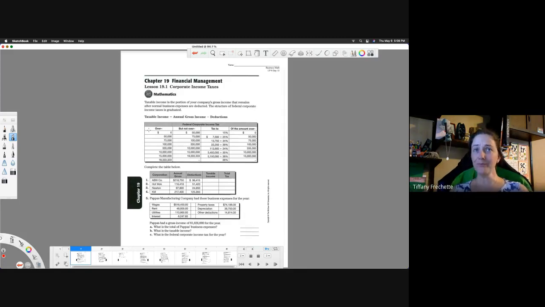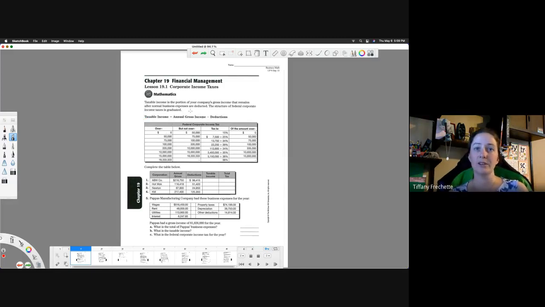Okay, all right. So let's read this little summary here. Taxable income is the portion of your company's gross income that remains after normal business expenses are deducted. The structure of federal corporate income taxes is graduated, meaning there's levels. That's what graduated means. So if we look at this table here, first they give us this little income: taxable income equals annual gross income minus my deductions, or the company's deductions in this case. So deductions is the amount that's not being taxed.